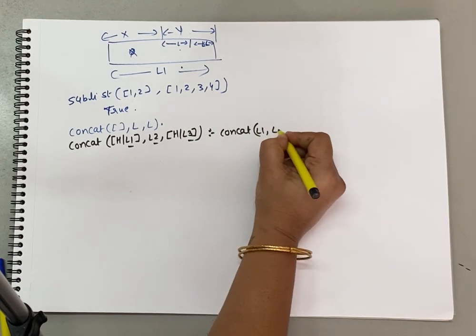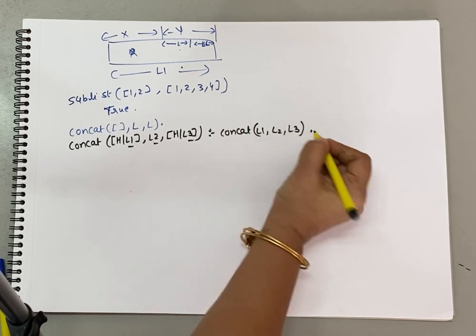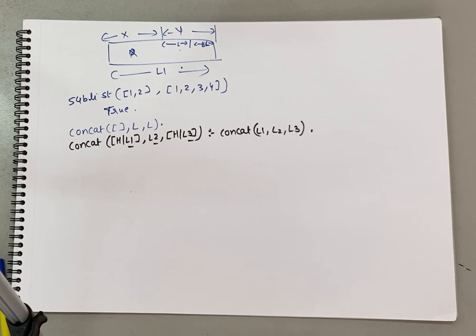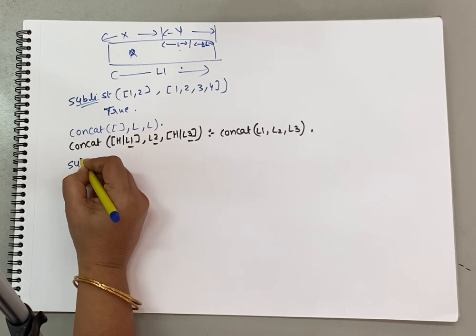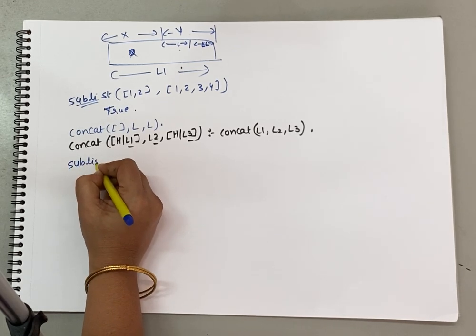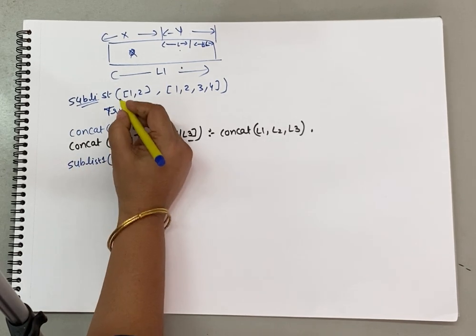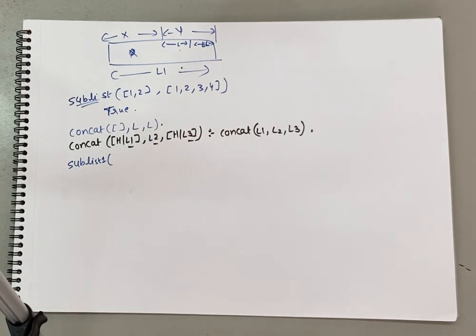So L1, L2 and L3 will be passed recursively. So this is what concat was doing. Now what we want to do next, using the concat as it is, using that concat we are going to write sublist. So sublist, let us say sublist 1, will contain two parameters over here.